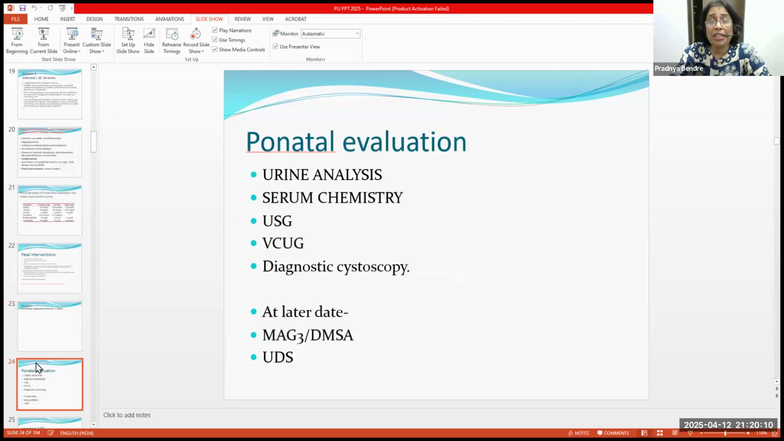So if the patient is stable, you have good time to evaluate. There is no hurry in reaching the diagnosis. First and foremost, you have to confirm the diagnosis that it is posterior urethral valve. First thing I would do is find out whether it is a boy or a girl. If it is a girl, your suspicion of PUV is ruled out.